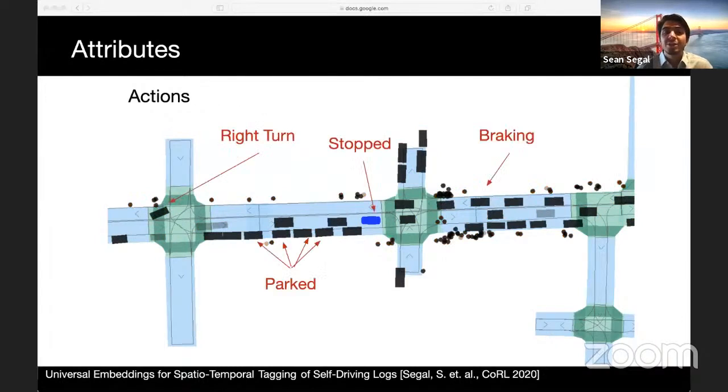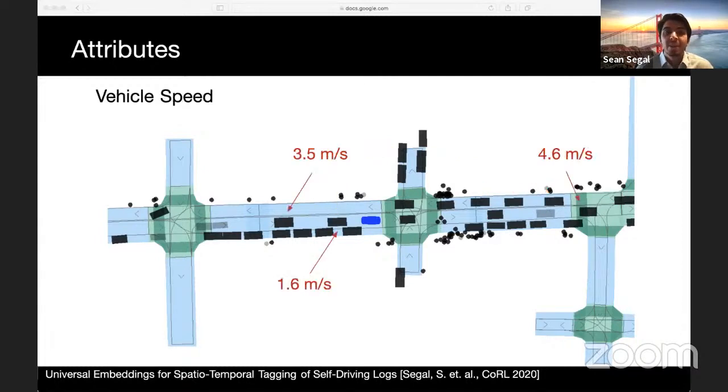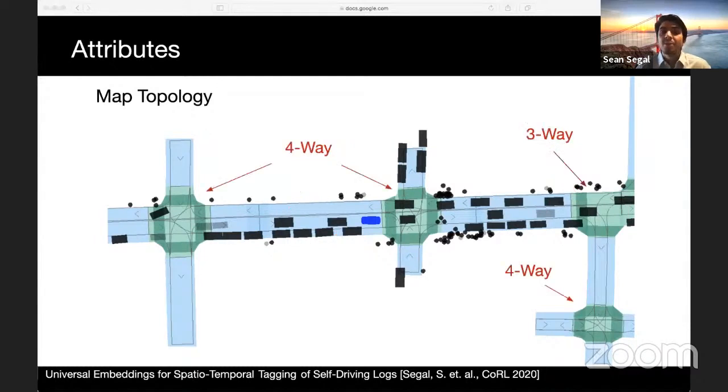We also consider the actions of all vehicles in the scene. This includes whether each vehicle is stopped, braking, parked, lane changing, or turning. In addition to actions, we consider two vehicle-to-vehicle interactions, whether a vehicle is stopped for or braking for another vehicle. These interactions can be particularly relevant for the retrieval of safety-critical self-driving scenarios. Along with these discrete attributes, we also consider continuous attributes of the scene, such as each vehicle's current speed. Finally, we consider tags which relate to the map's topology. For any intersection in the map, our model is trained to tag its type.